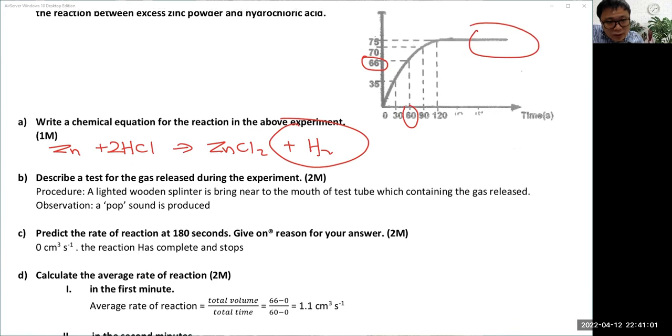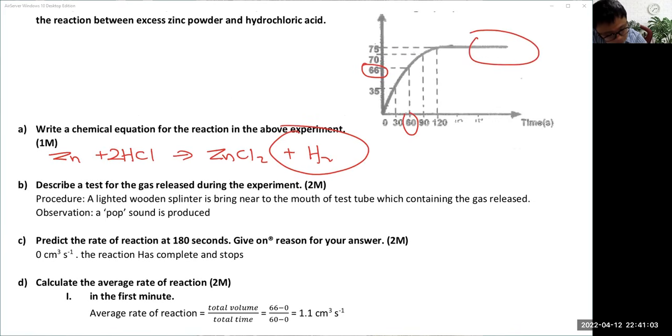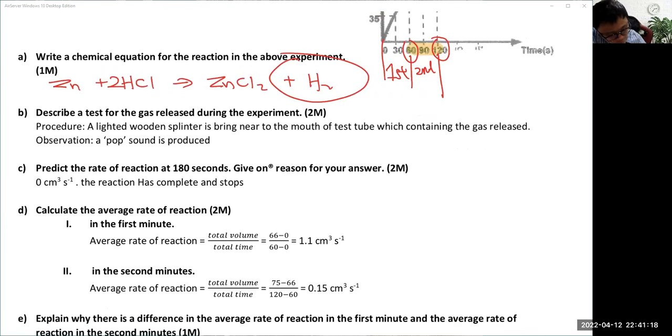For the second minute, it is between here. It's between the first minute and the second minute. Okay, because this is the first minute, here to here is the first minute, here to here is the second minute. So you take 120 and minus 75 minus 66. Then 120 minus 60, you get 0.15.